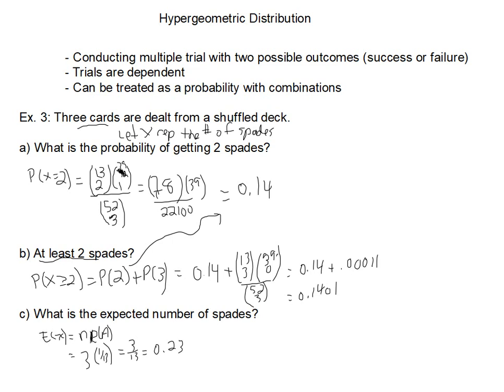So again, on average, we would expect to get 0.23 of a spade. I know it's less than 1, but obviously when you're dealing out 3 cards, you would expect on average that you're going to have less than 1 spade.